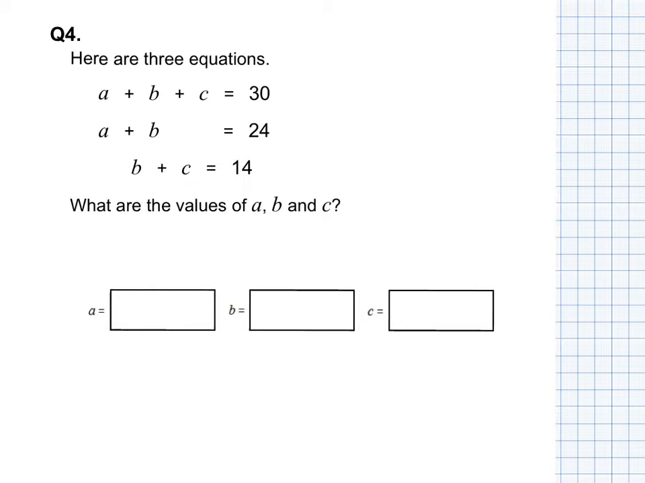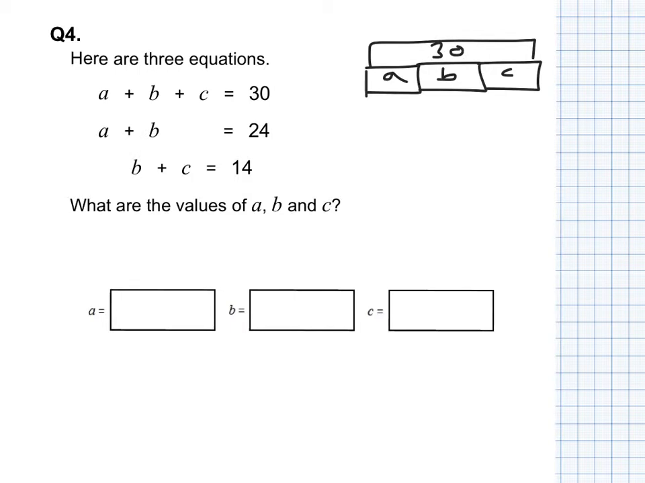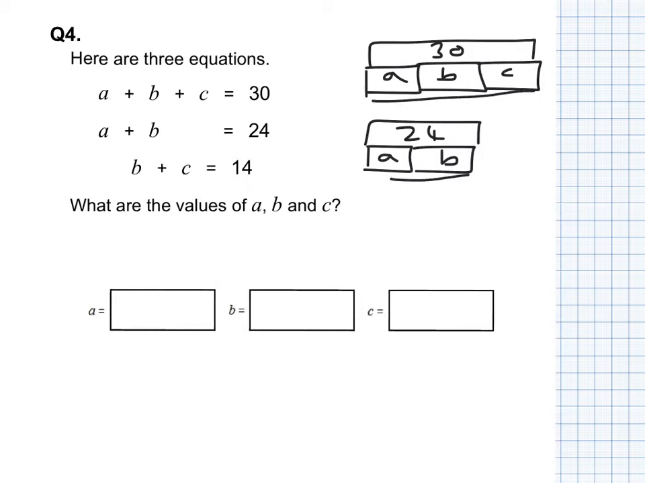We've got a plus b plus c equals 30. So a plus b plus c, I'm going to use my bar model. That makes 30. Those 3 make 30. I know a and b, so a and b, well, they make 24. And the only difference between a, b and c and a and b is that 24 doesn't have c with it. So if I get 30, take away 24, that will tell me what c is worth. And I can then replace c here with what I find out it's worth, and you should be able to work out that it is worth 6.